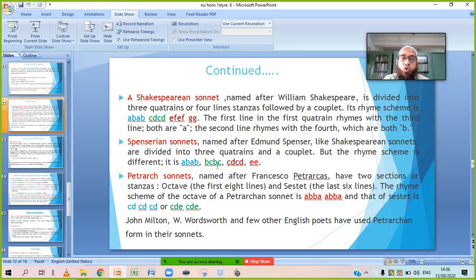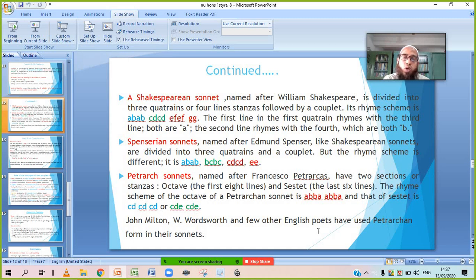You need to remember the rhyme scheme. That means the ending sound of the line: which line's ending sound matches with which line. So we mark the rhyme scheme using the alphabet A B C D like that. So Petrarchan sonnet: octave and sestet. First 8 lines A B B A A B B A, and last 6 lines C D C D C D or C D E C D E.